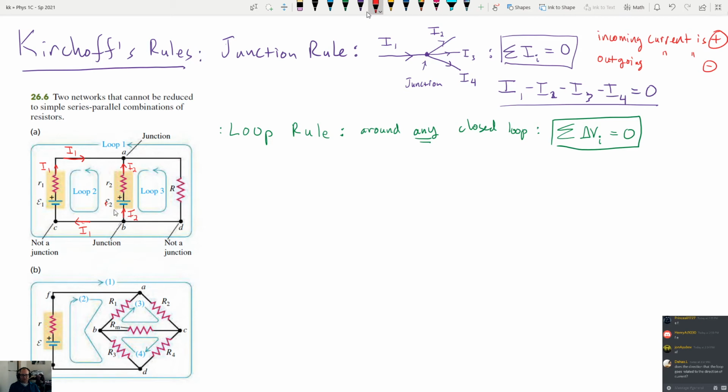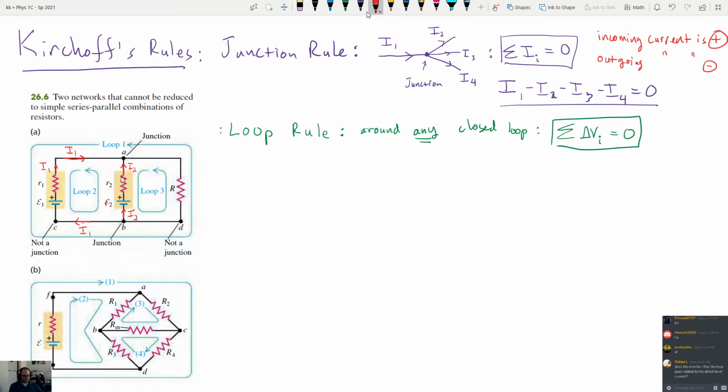But if the battery on the right, epsilon 2, is like 100 volts, and this battery was like 1 volt, well, if I have a battery that's 100 volts driving current through a circuit, and another battery that's 1 volt driving current through a circuit, would you all agree that the 100 volt battery is going to kind of win? And it's going to have more power coming out of it? So as a result, I would probably guess that the current I1 would actually flow the other direction due to the influence of this power source here.